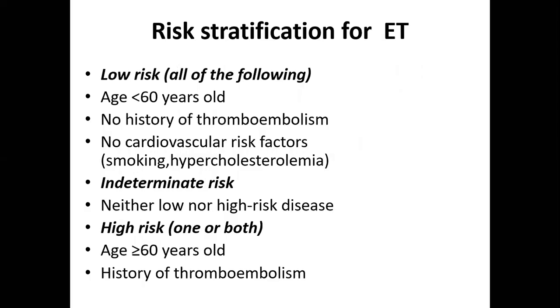The risk stratification for essential thrombocythemia is important because it will decide what line of treatment that we choose. The low-risk patients should have all of the following. Their age should be less than 60 years of age. They have no history of thromboembolism, and they have no cardiovascular risk factors like smoking and hypercholesterolemia.